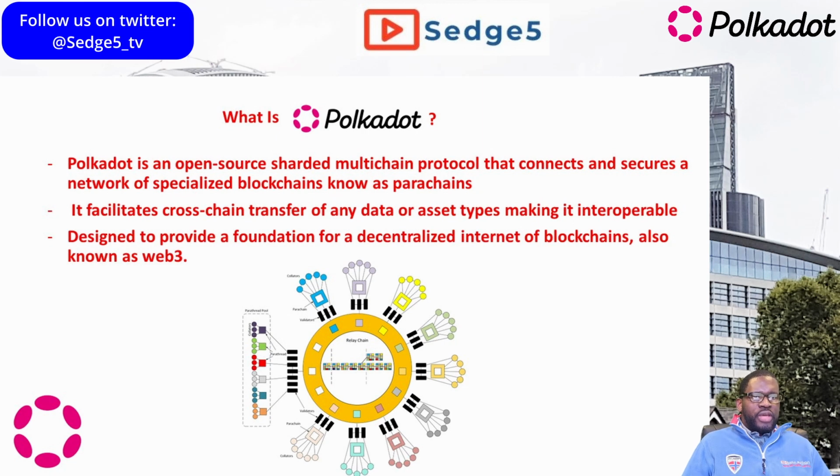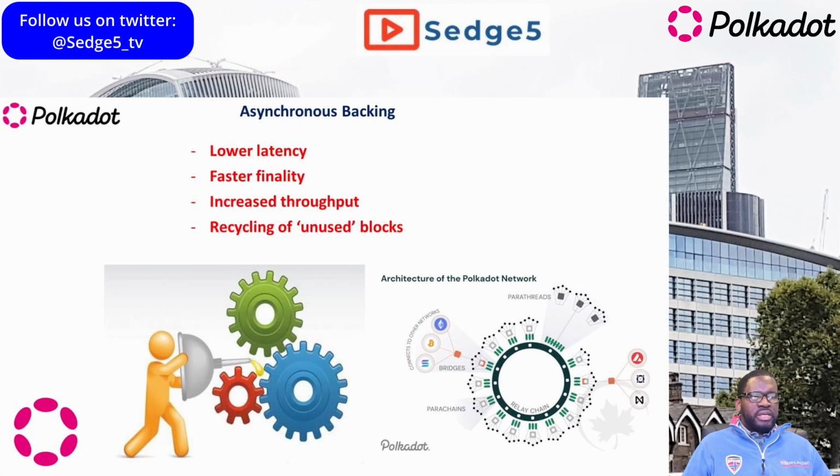Let's start with one of the upgrades, asynchronous backing. Asynchronous backing is the first major set of optimizations for Polkadot's parachain consensus protocol since launch back in December 2021. With asynchronous backing, block times are due to be improved from 12 seconds to 6 seconds. That is cutting current block times in half, and that is huge, guys.